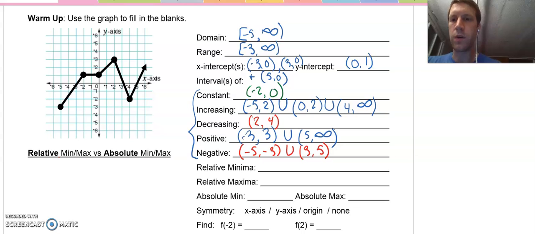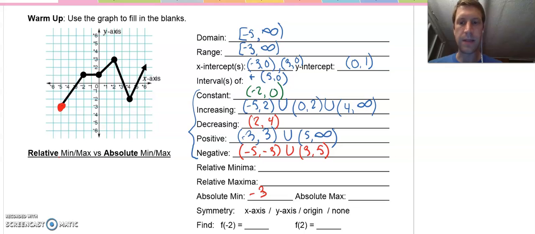So your absolute minimum is the lowest point on the graph, the lowest single point on the graph. Not every graph has an absolute lowest point. This one does. It's right here. So the absolute minimum is -3, the y value, okay?